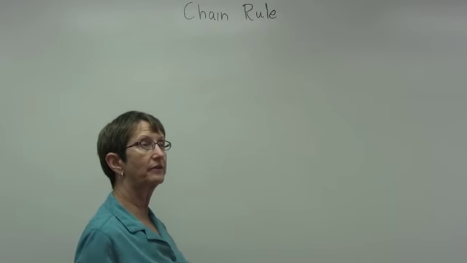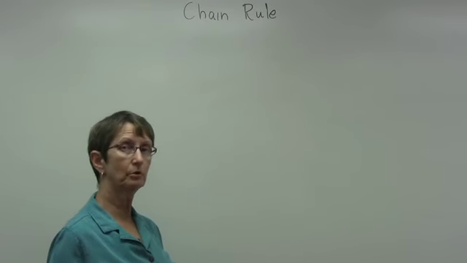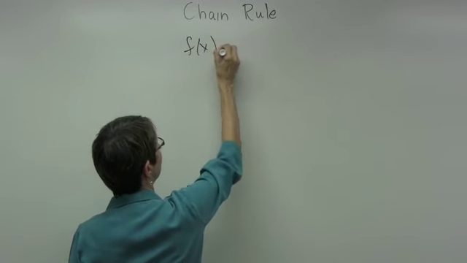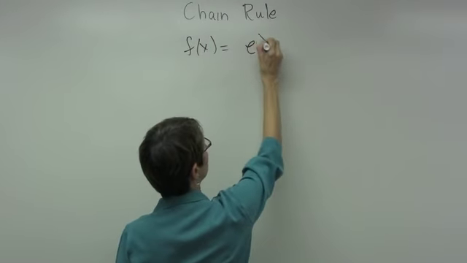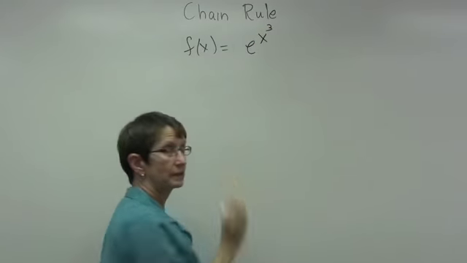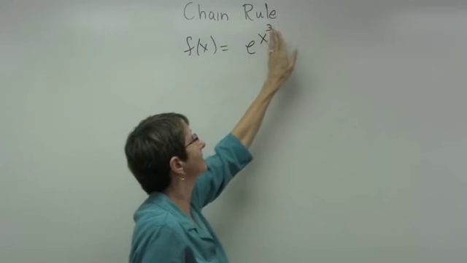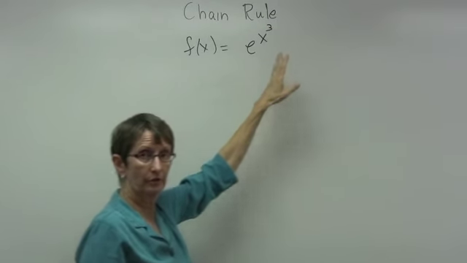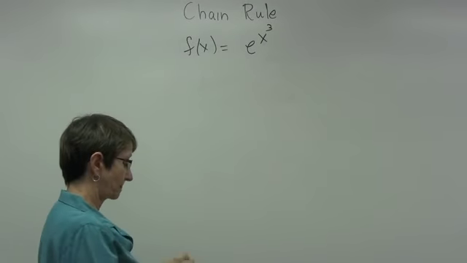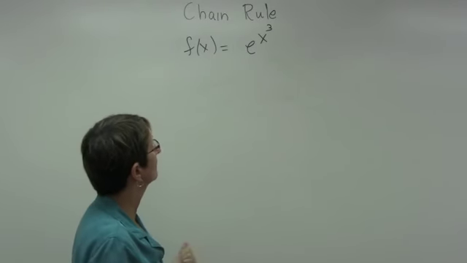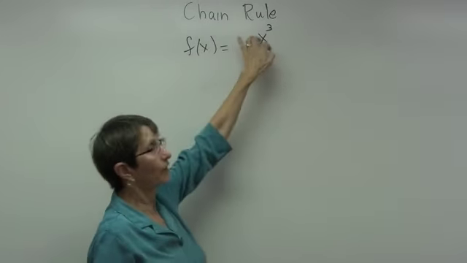Let's look at a problem with a base that's not a number, an exponential function, f of x equal to e to the x cubed. So we're stepping up now, not just e to the x to the 3rd. We have a derivative rule for e to the x. We have a derivative rule for x to the third.